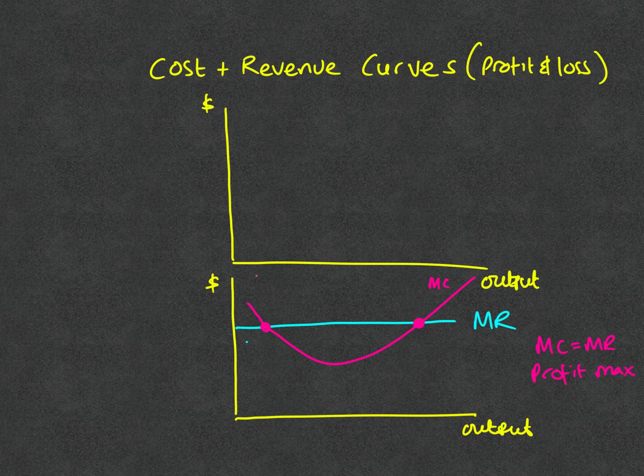Okay, now looking at the diagram that I've just drawn, if there are two equilibriums where MC equals MR, does that mean there's 2 points of profit maximization? Well, we'll come on to that later. And the short answer is no, it doesn't mean that. What we want to do now is add our total revenue curve, which is upward sloping, TR, and also our total cost curve.